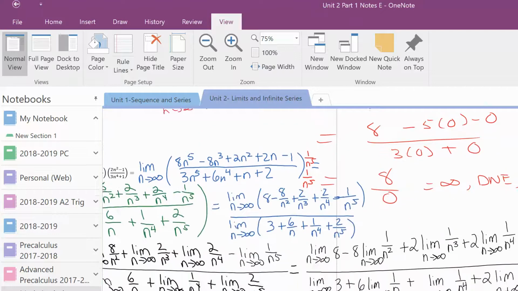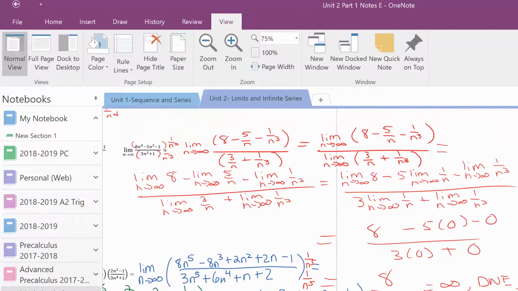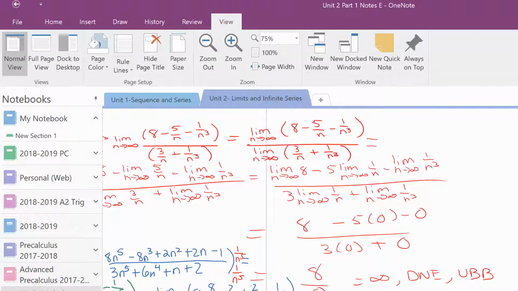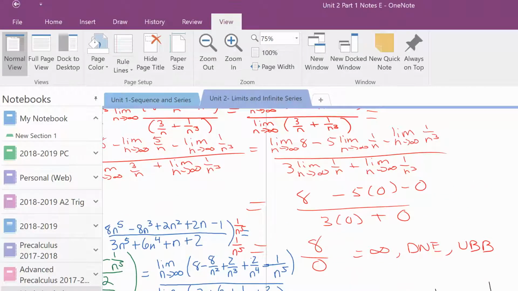And with that, you multiply by 1 over n to the third, apply the limit rules, and then notice at the end you get 8 over 0, which is undefined, which is infinite, which means it does not exist because of unbounded behavior.